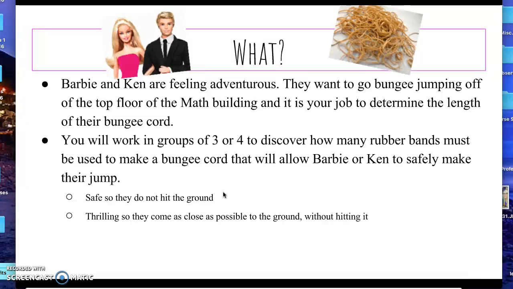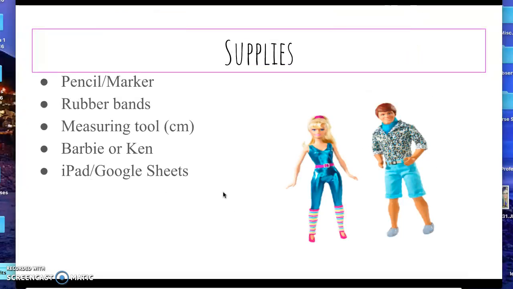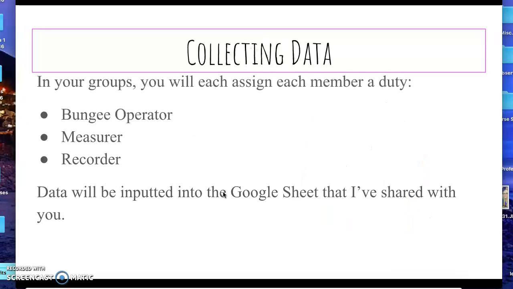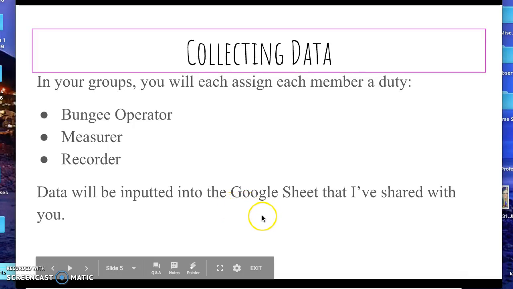So they're going to collect data on a smaller scale. Here's all the supplies that they're going to need. They're working in groups of 3 or 4, so they're going to assign these different roles for actually collecting the data: bungee operator, measurer, if there's 4 people in the group, they want to use 2 measurers, and recorder. And then they're going to be inputting this data into the Google Sheets.